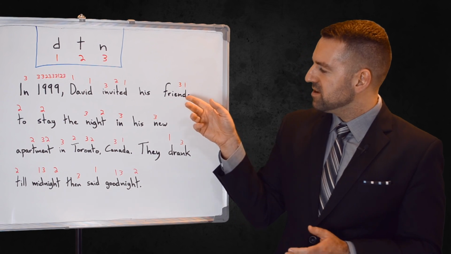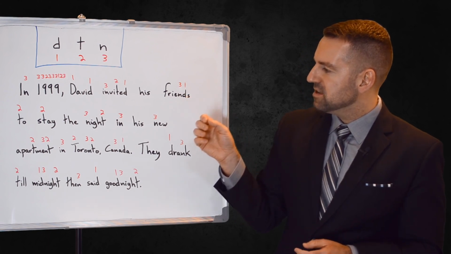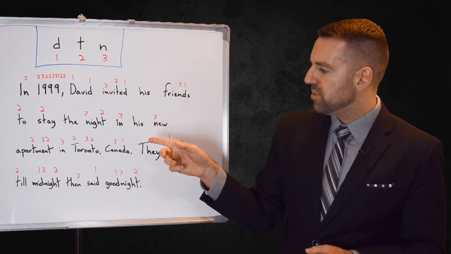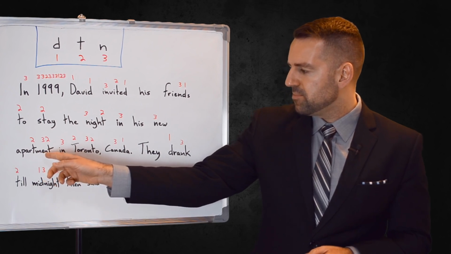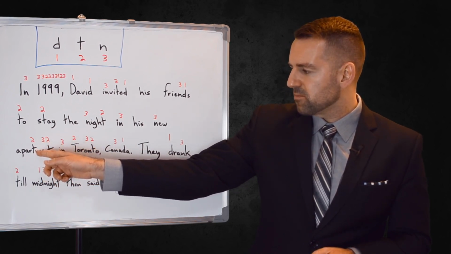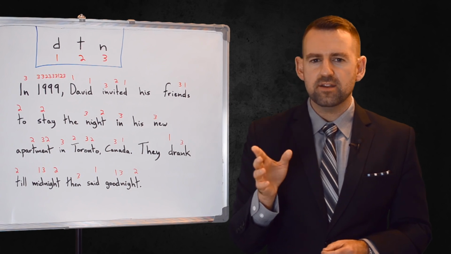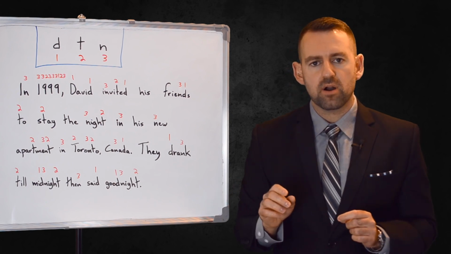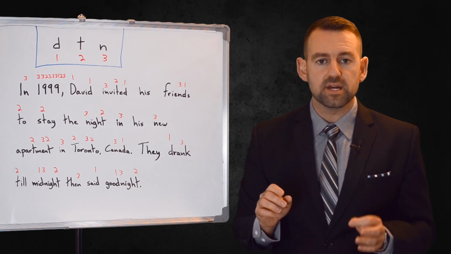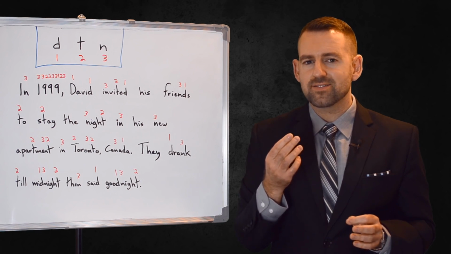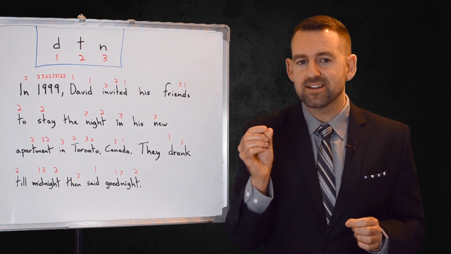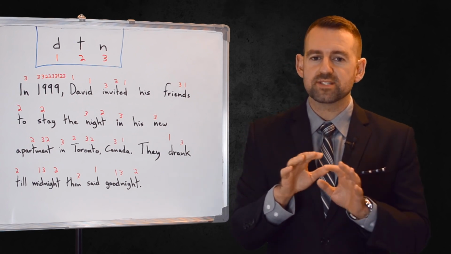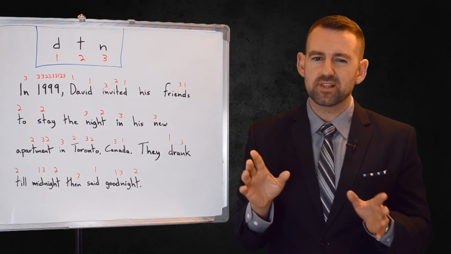Okay, so here we have another N: friends, and to stay the night in his new apartment. Now, this word, apartment, so there's a T sound here, but actually that T kind of disappears. Listen to how I say it. Apartment, apartment, apartment. So my tongue is almost going to say the T, but it doesn't quite. Apartment. Okay, when we say it fast, there's really no T sound there.